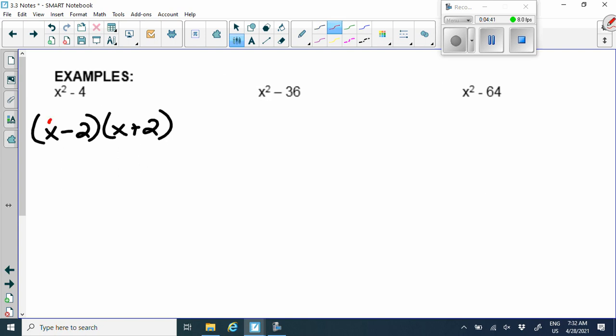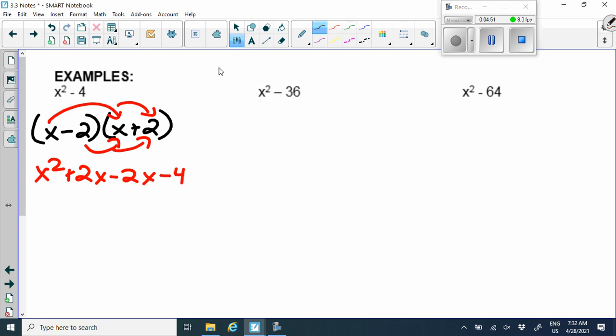And I kind of want to show you with that multiplication what that does look like. So we get x squared plus 2x minus 2x minus 4. Notice here we have plus 2x minus 2x. They cancel.